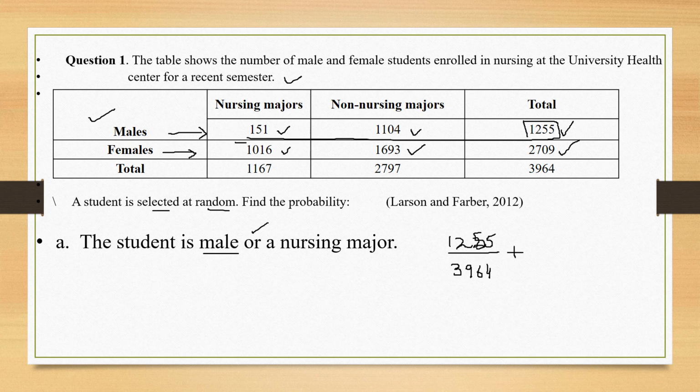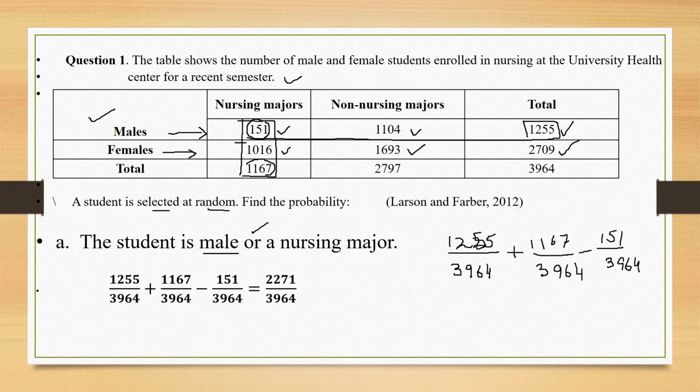So the total number of nursing major students we have is 1167 divided by the total, which is 3964. Now my dear student, if we look at the numbers, this 151 is common: 151 is male and it is also common in the nursing major. If something is common, it will be subtracted from the sum. So 151 divided by 3964.